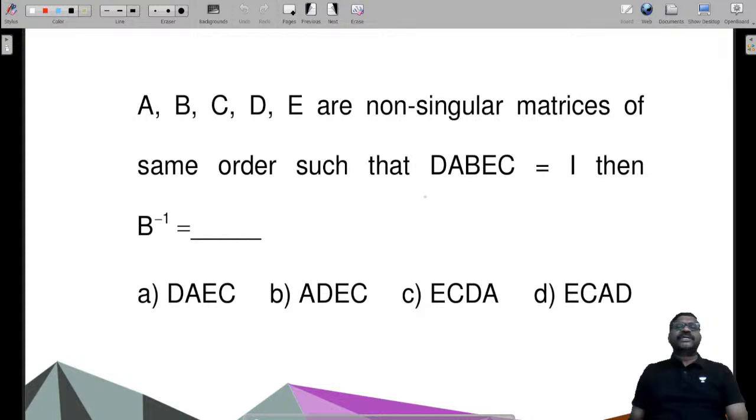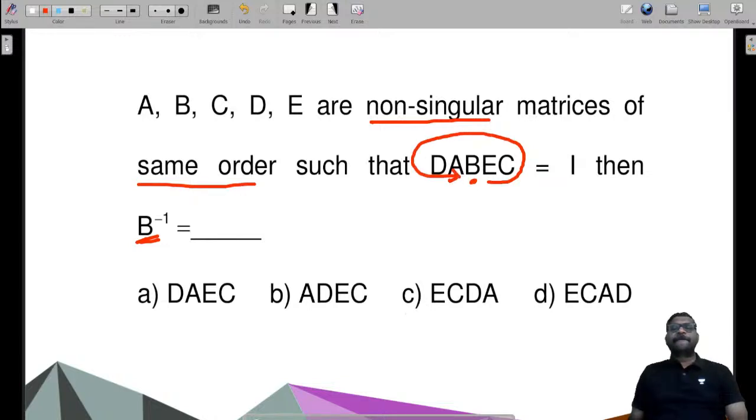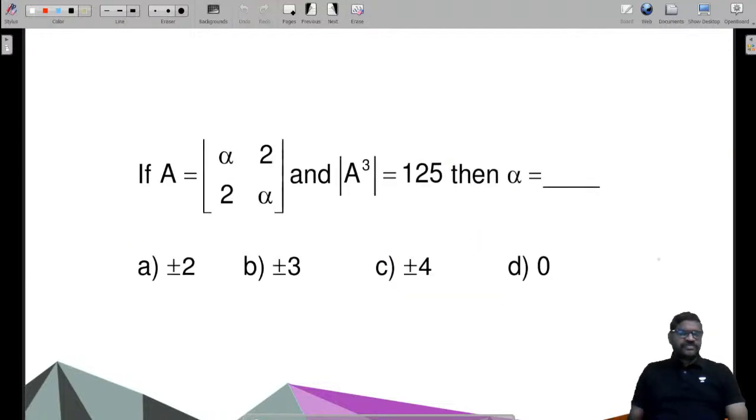A, B, C, D, E are non-singular matrices of the same order such that DA, BEC equal to I. Then B inverse is? We have to follow one technique here. What is the technique? Whenever you would like to find B inverse starting from B, you have to follow counterclockwise order, ECDA. That is the correct answer. Understood? ECDA. Just move counterclockwise. Next problem.